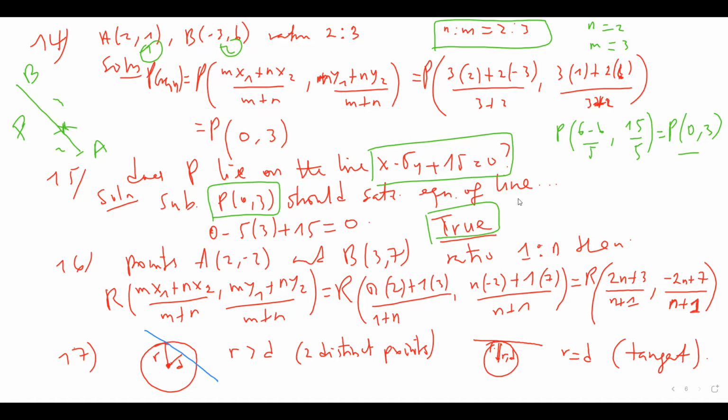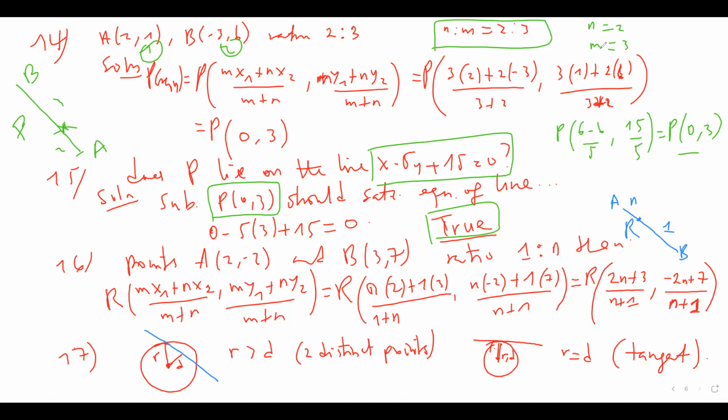Then question 16 said, if you are given 2 points, A and B, and it is divided into a ratio 1 to n, the question is, can we find the coordinates of this point? So we have A and B, and it is divided into some n and 1. And we find this point, let me say R. Of course, it is asking us to find the x coordinate, but in general, can we find the point?